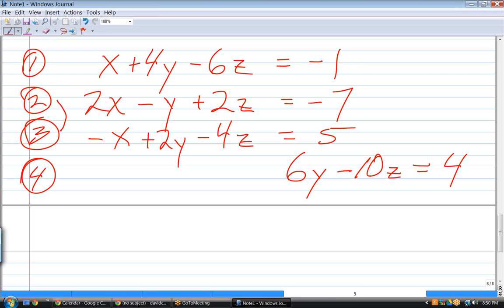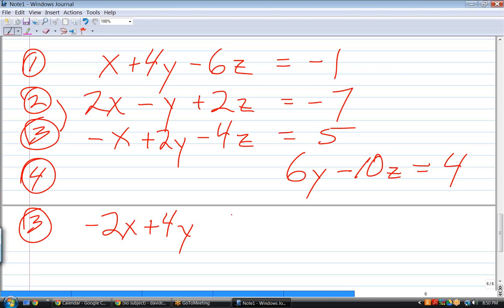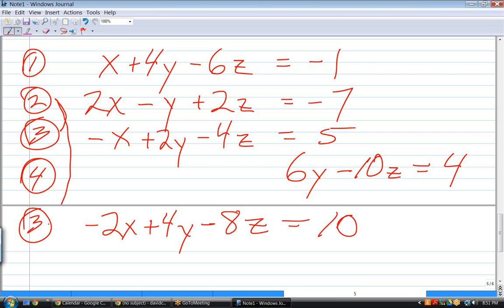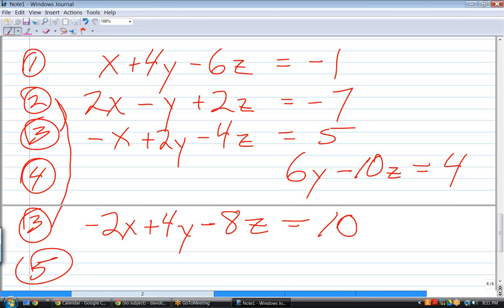Those 2 right there. We can multiply the bottom one times 2. Okay, let's do that. I'm going to label that same equation 3. And now I'm going to combine this 2 with this 3 to produce equation 5. What is equation 5 going to be? We're combining 2 and the new 3.